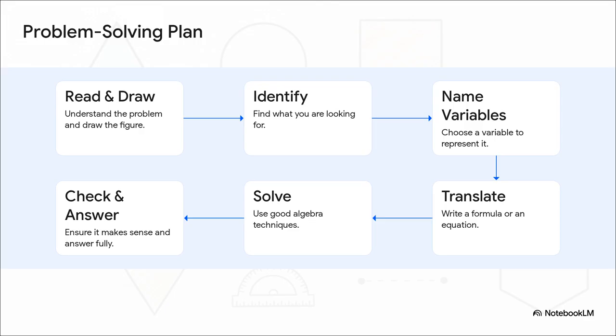Step 1. Read the problem and actually draw the figure, labeling it with whatever information you're given. 2. Identify exactly what it is you are looking for. 3. Name your variables. 4. Translate all of that into an equation using the formulas from our toolkit. 5. Solve it using good, solid algebra. And 6. Always check your answer to make sure it logically makes sense within the physical constraints of the problem.